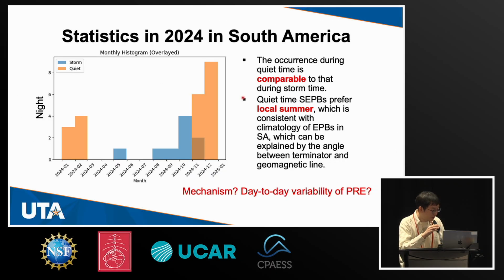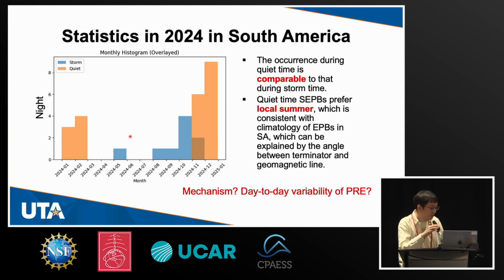Okay, and here are some very preliminary statistical results for 2024 in the South American sector. The orange color means the quiet-time super plasma bubbles, and the blue shows the storm-time plasma bubbles. Here we count the nights. For example, if during one night we can see the super plasma bubbles, we count one. You can see there is a total of about 30 to 40 nights with super plasma bubbles, which is about 10% of the total year.